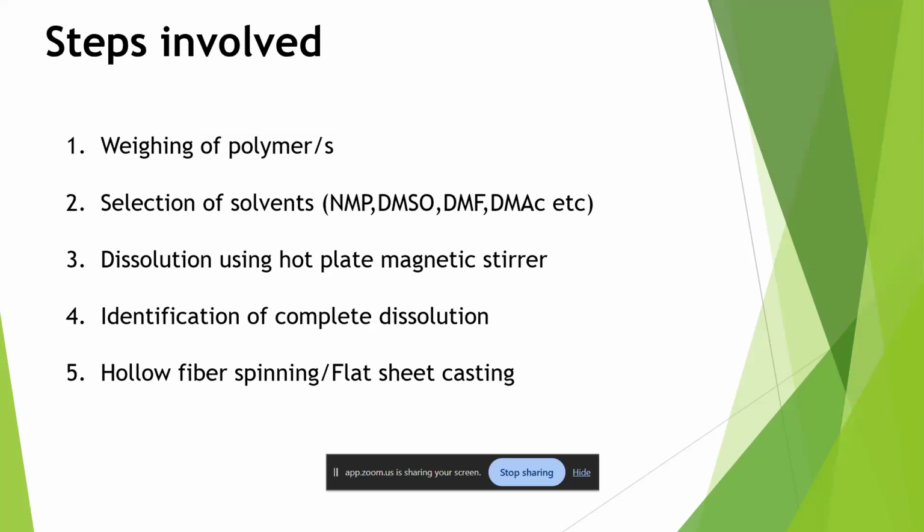And in order to make a flat sheet or a hollow fiber membrane, these are the steps involved: the proper selection and weighing of the polymer or polymers, the different set of polymers that are used, and the most commonly used and effective solvents. These four are the most commonly used solvents, which have certain problems with the environment. That is another set of challenges. But these are the highly effective solvents which are used, and the fundamental dissolution method which everyone is using is the hot plate magnetic stirrer.